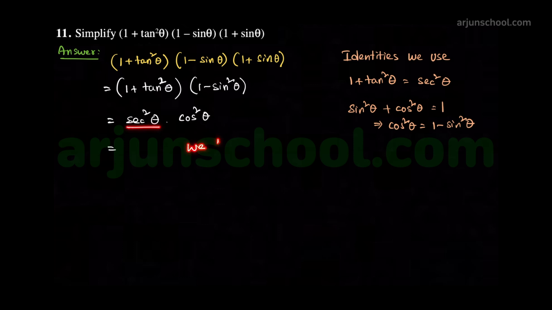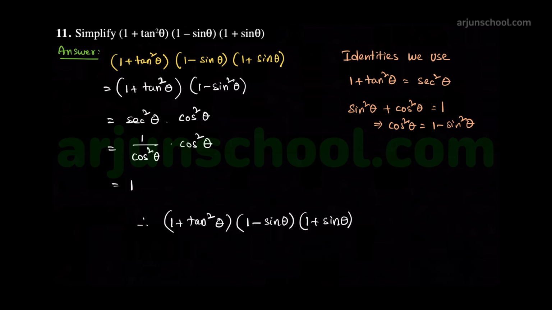That is equal to, we know that sec θ is 1 by cos θ from the reciprocal formula. That is equal to 1 by cos²θ into cos²θ. Cos²θ by cos²θ is 1. Therefore, (1 + tan²θ)(1 − sin θ)(1 + sin θ) is equal to 1.